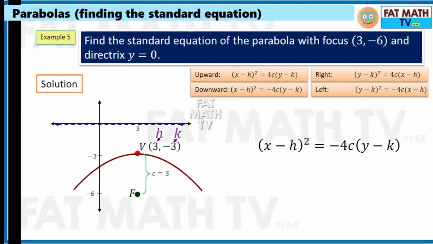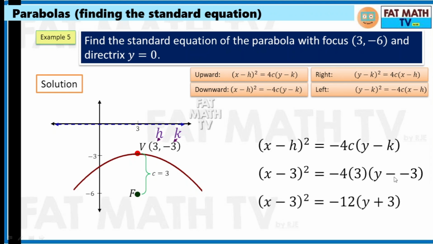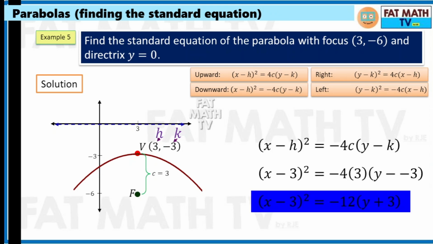And replacing h, k, and c to the standard equation, we will have x minus h is 3. So x minus 3 squared equals negative 4 times c, which is 3, times y minus negative 3. And we will write negative 4 times 3 as negative 12 and minus negative 3 as plus 3. And we will have x minus 3 squared equals negative 12 times y plus 3. And that is the standard equation of the parabola with focus 3, negative 6 and directrix y equals 0.